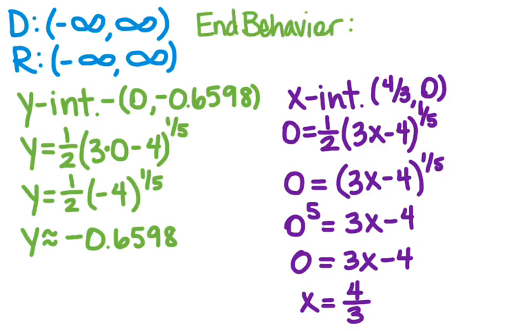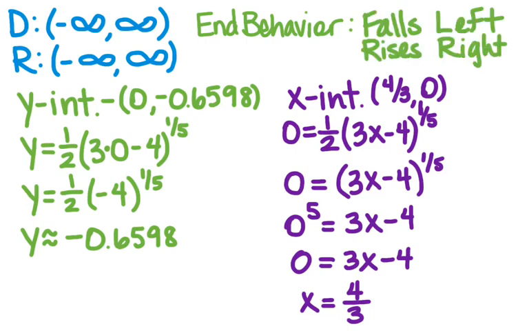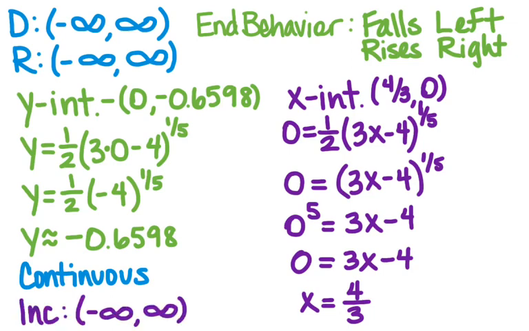Okay, the end behavior of this function, since it is to the 1/5 power, that is odd, so the ends are doing opposite things, and the coefficient is positive, so overall the graph is positive. So this is falling on the left and rising on the right. This is also a continuous function. There are no breaks, jumps, or holes in the graph. And then this function would be always increasing from left to right. There isn't any change in the behavior from left to right. It's always increasing from negative infinity to positive infinity.